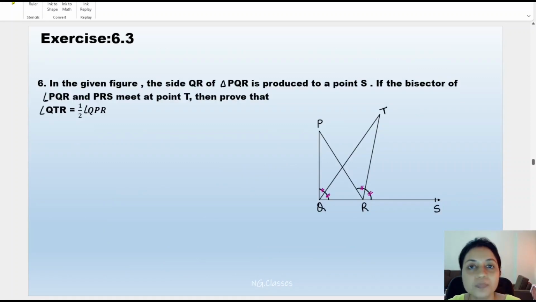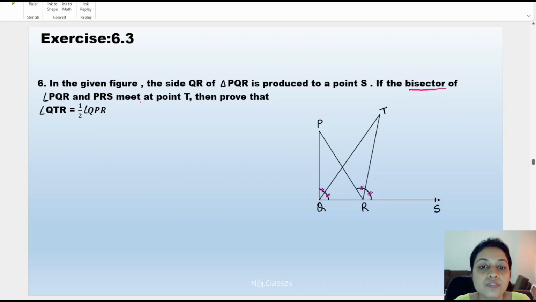Now let's solve one question by using the previous theorems. Here our question says, in the given figure, we can see the figure over here. The side QR of triangle PQR is produced to a point S. So the side QR is extended. If the bisector of angle PQR and PRS, please note it says bisector, that means both the angles are getting divided in equal part. Bisector of angle PQR and angle PRS meet at point T.